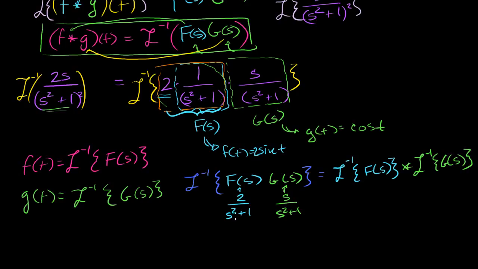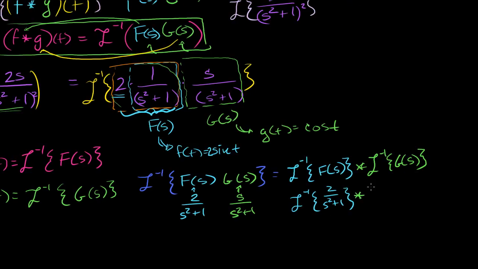And so the convolution theorem just says that the inverse Laplace transform of this is equal to the inverse Laplace transform of 2 over s squared plus 1 convoluted with the inverse Laplace transform of our g of s, of s over s squared plus 1.